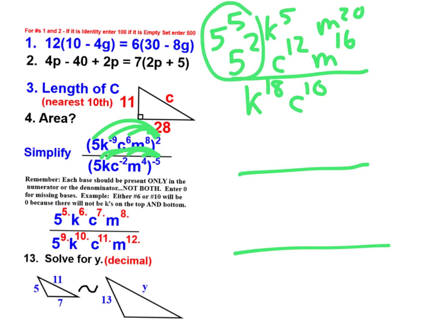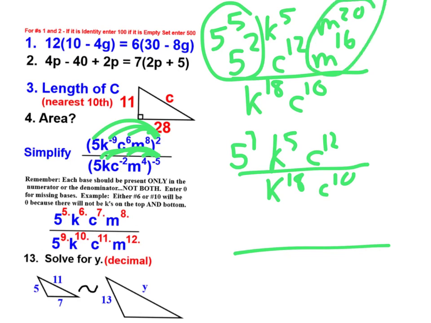I have 5 to the 5th and 5 to the 2nd. If I multiply those, I get 5 to the 7th. I have a k to the 5th on top and a k to the 18th on the bottom. I have a c to the 12th on top and a c to the 10th on bottom. And then when I take m to the 20th times m to the 16th, I get m to the 36th. Remember, your rule is if they have the same base, you add the exponents.